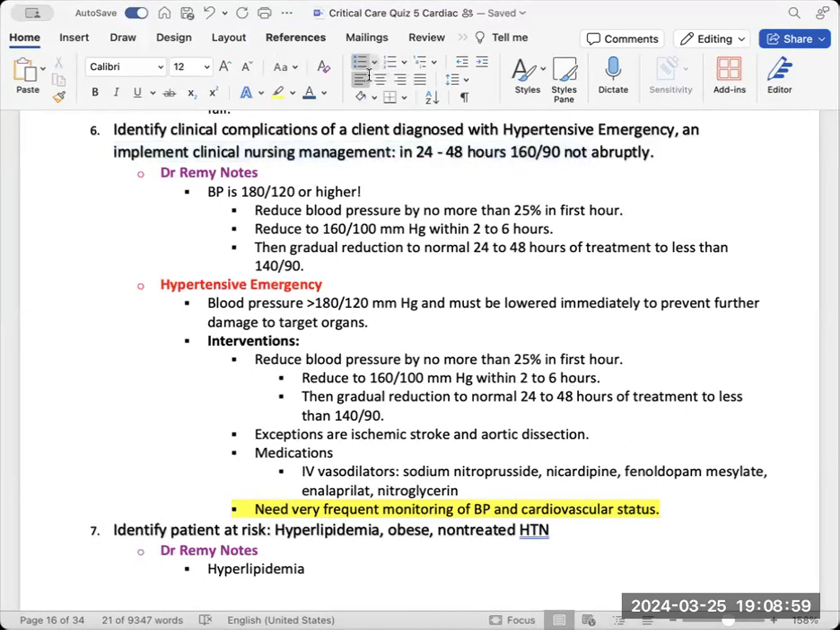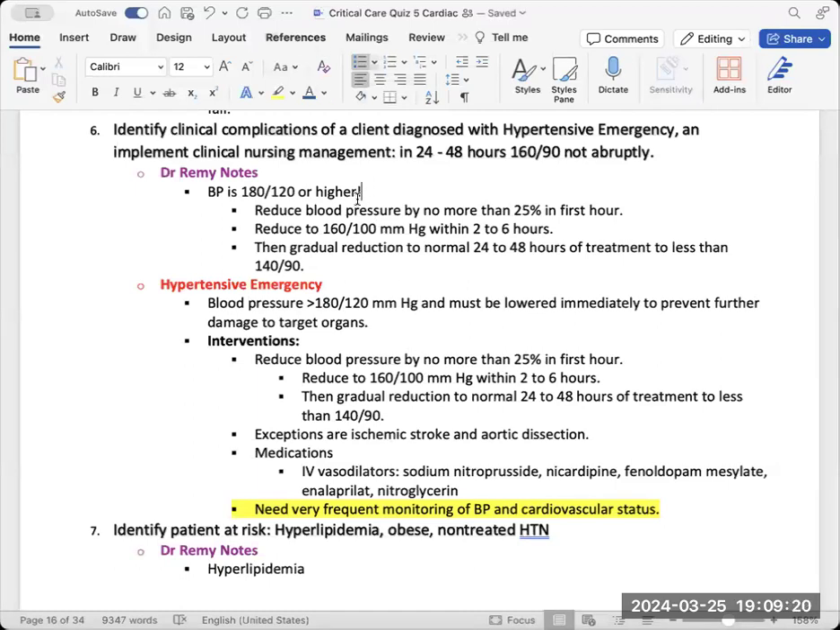The next question is to identify clinical complications of a client diagnosed with a hypertensive emergency, and implement clinical nursing management in 24 to 48 hours, right? What are we doing? If we see a hypertensive emergency, that means their blood pressure is 180 over 120 or greater. If we see that in a patient, in the first hour, our goal is to reduce that blood pressure by 25%.